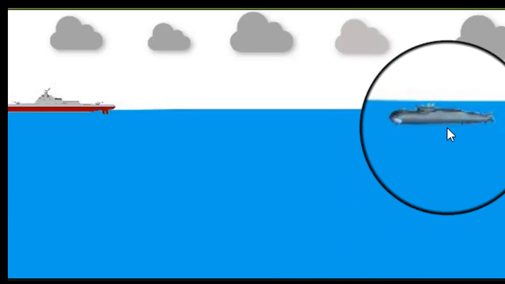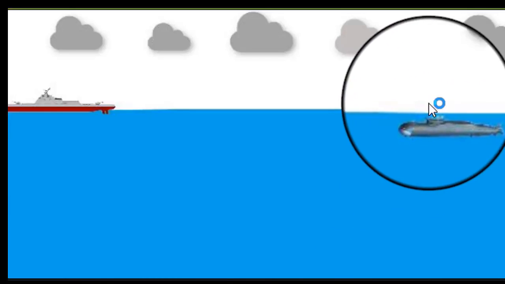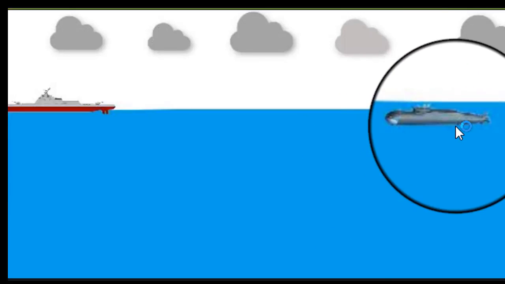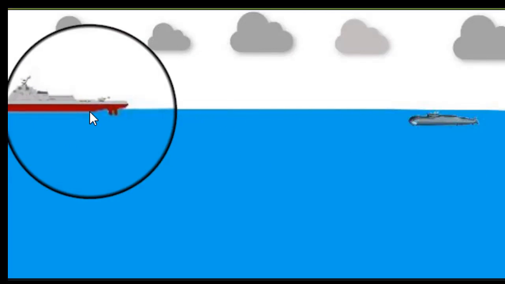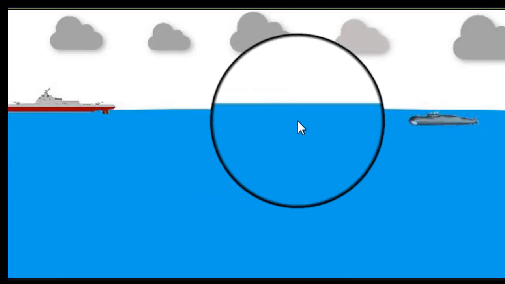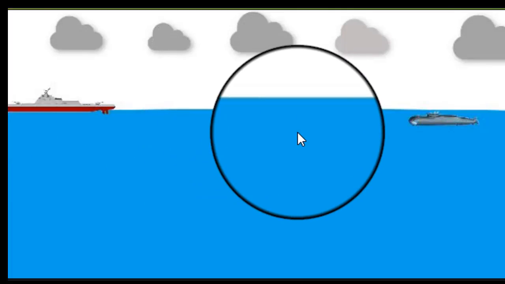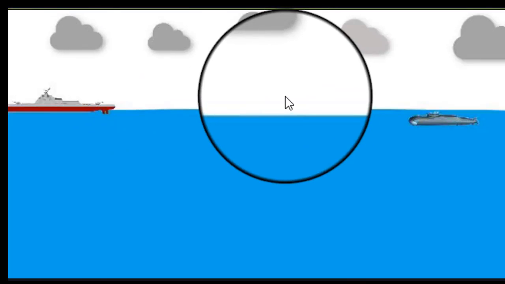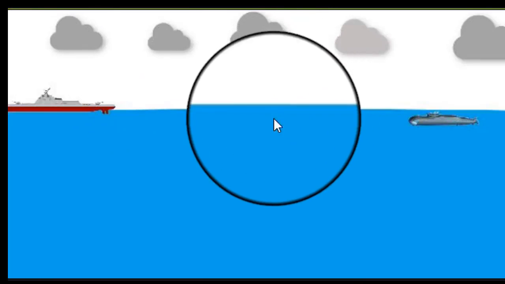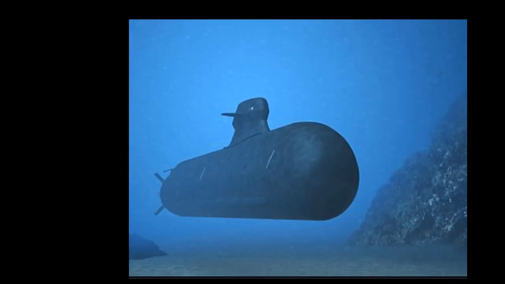So here are our players, our actors on this stage. We have the submarine over here on the right, and we have a destroyer on the left, and this is supposed to represent the ocean on a globe model. And of course we have the clouds and things like that. It's a very bright white day, so I wanted to show some good contrast there. So let's get into this, shall we?